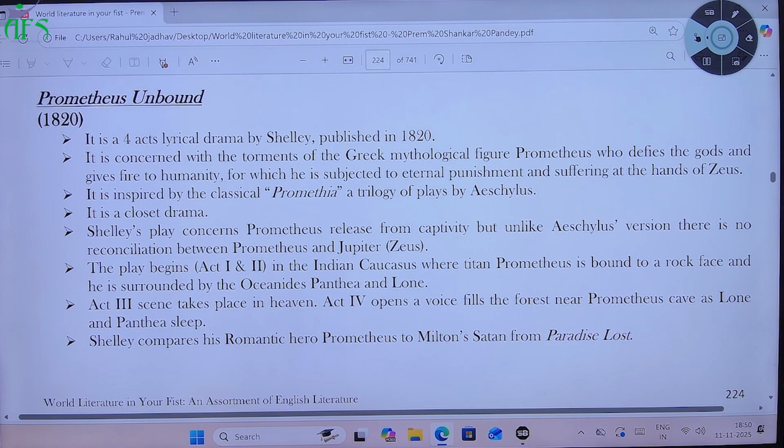It is a closet drama. Shelley's play concerns Prometheus' release from captivity, but unlike Aeschylus' versions, there is no reconciliation between Prometheus and Jupiter, that is Zeus. So the play begins, Acts 1 and 2 especially, in the Indian Caucasus, where Titan Prometheus is bound to a rock face and is surrounded by the Oceanides, Panthea and Ione. Act 3 takes place in heaven. Act 4 opens. A voice fills the forest near Prometheus' cave as Ione and Panthea sleep. Shelley compares his romantic hero Prometheus to Milton's Satan from Paradise Lost.